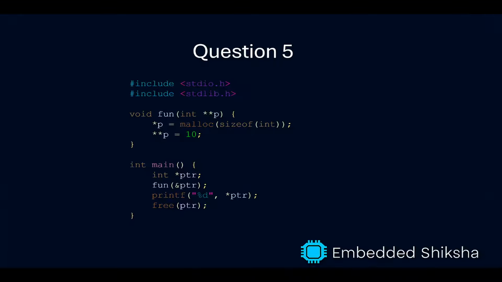Let's move to the next question. Here you have declared one pointer, and then you are calling a function and passing the address of this pointer, which is collected here in a double pointer. Then you are doing the same thing: star p equals malloc of size of integer, and then star star p is assigned the value 10. It is the same thing which we have done in question number 4, only the name of the function is changed. So the output here will be 10.